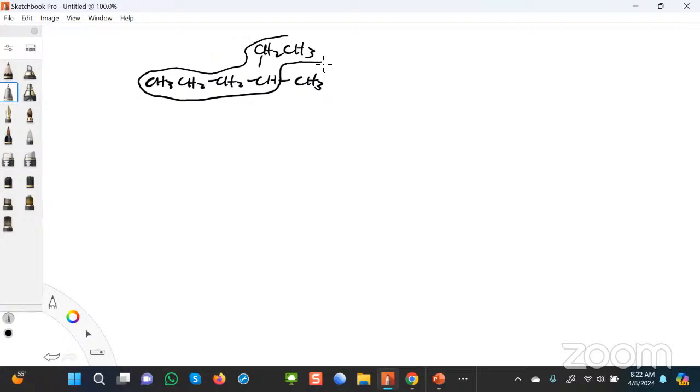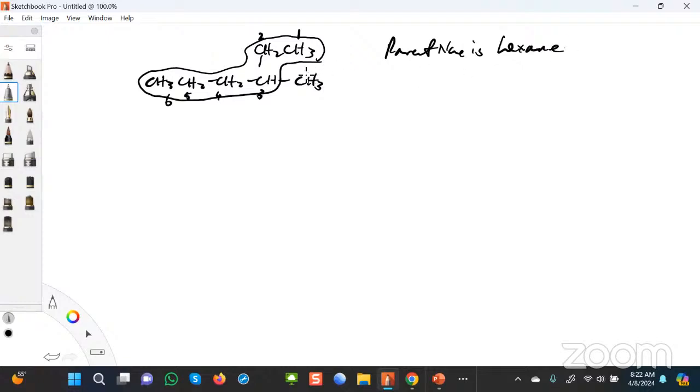I'm going to start with the first one again, which was CH3, CH2, CH2, CH, CH2, CH3. And then we have CH3 here, right? So as I said before, I identified this as the longest chain, right? And I numbered it starting from here. 1, 2, 3, 4, 5, 6. So remember I said that the parent name is hexane.